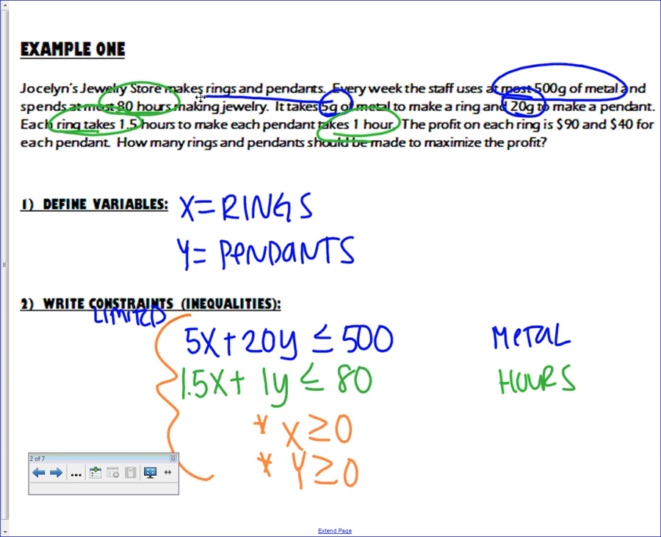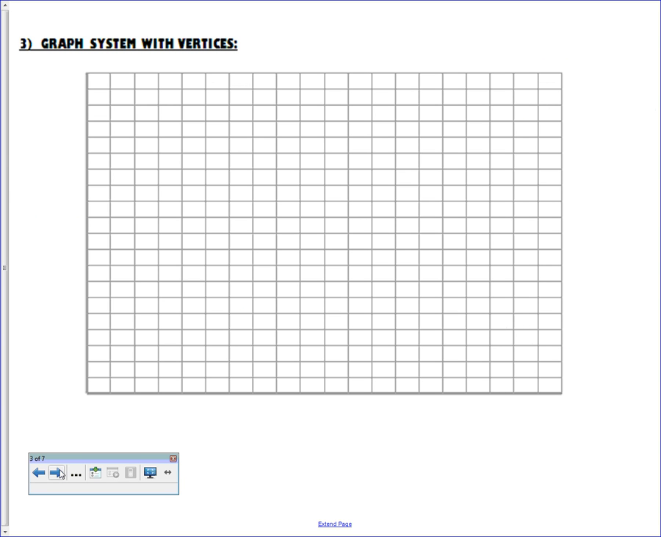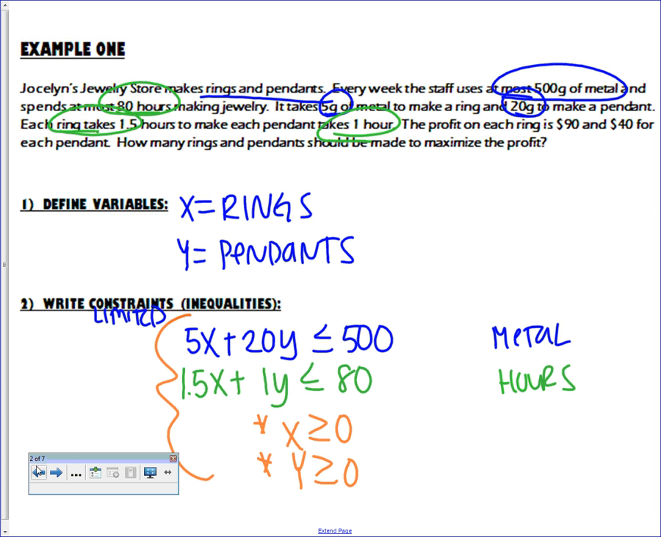So step 1 and step 2 are taken care of. The next step is going to be to actually graph these. I have to graph 2 of them. So if I go back and do some of my side work, my first line dealing with metal, to graph that line in standard form, I like to make an XY chart.